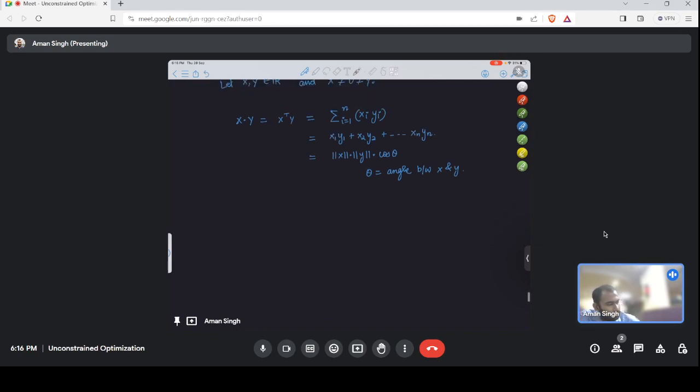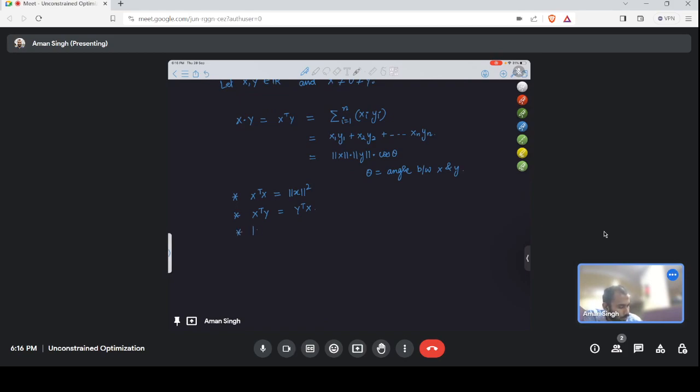Some identities related to dot products: x transpose x, the dot product of x with itself, is just the norm squared. The second property is x transpose y equals y transpose x. This is fairly obvious. If you write this into the formula, it is exactly the same.